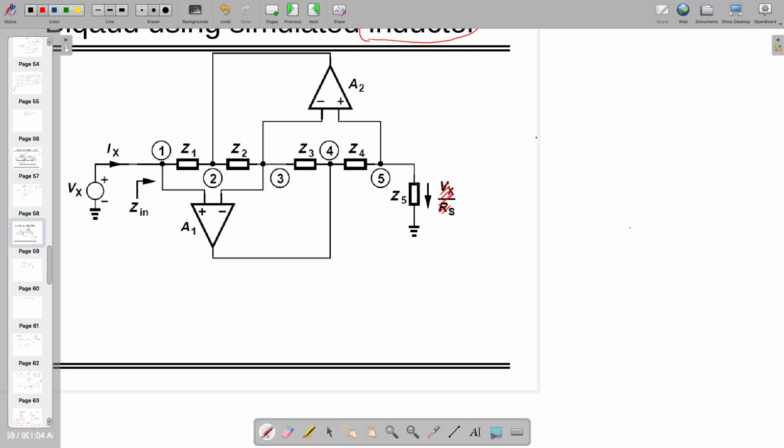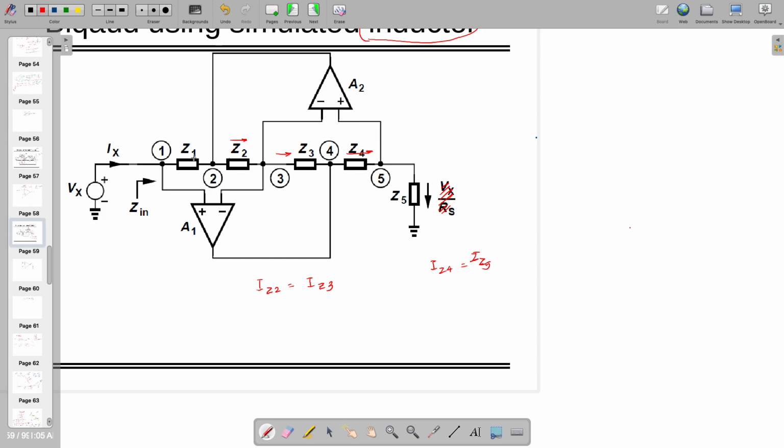This current and this current will be the same, but the current flowing through Z3 and Z4 will not be the same because there might be current added by this op amp. However, the current flowing through Z2 and Z3 will be the same. So IZ2 will be equal to IZ3. Similarly, IZ4 is equal to IZ5. The reason is the current cannot go inside, but this op amp can produce a current.